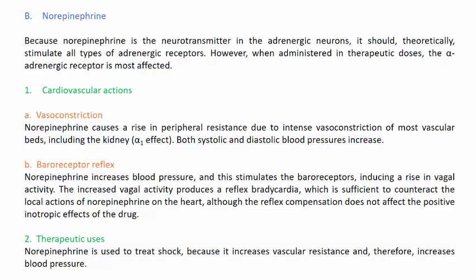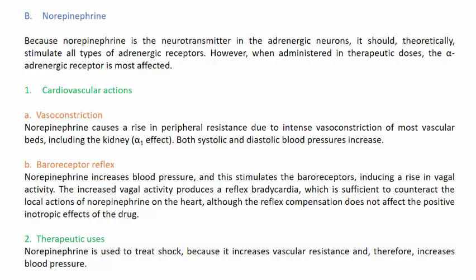The actions of norepinephrine include the cardiovascular action, which in this case includes two types of action. First, vasoconstriction, where norepinephrine causes a rise of peripheral resistance. This happens due to intense vasoconstriction of most vascular beds, including the kidney, which is an alpha 1 effect, and both systolic and diastolic blood pressure increase. The second action is the baroreceptor reflex.